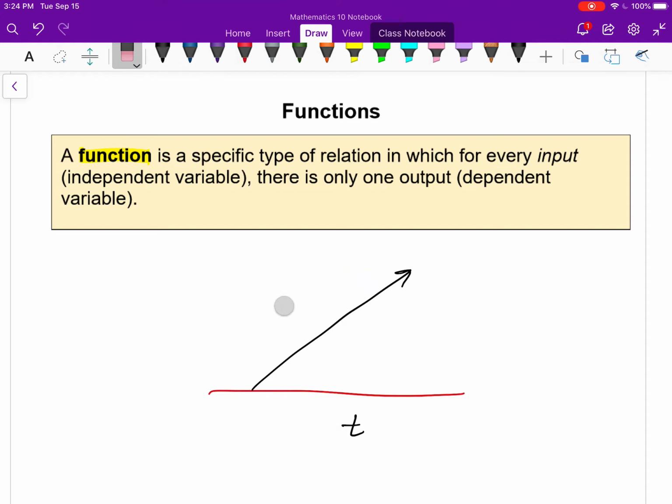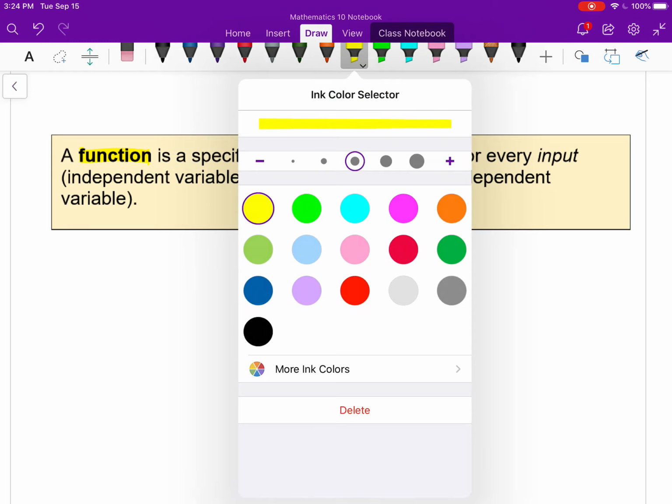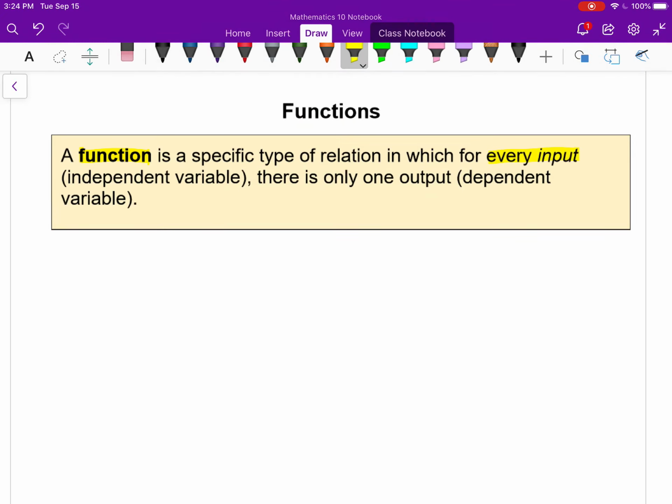So what makes a function a function? A function is a specific type of relation in which every input, which is the independent variable, has only one output, the dependent variable. So every input has only one output. Okay, that's what it means. If a relationship has, for every one input, exactly one output coming out, then it's a function. Like all these definitions, though, the best way of understanding it is not to memorize a definition, it is to use it.